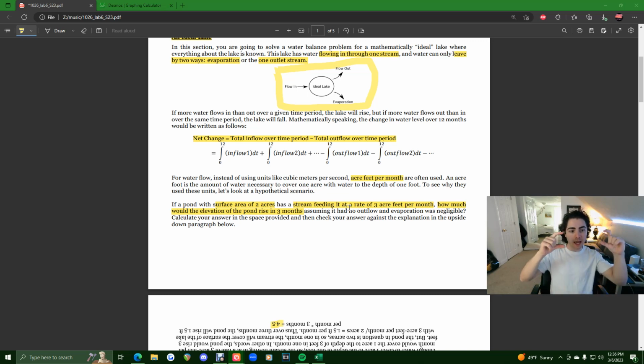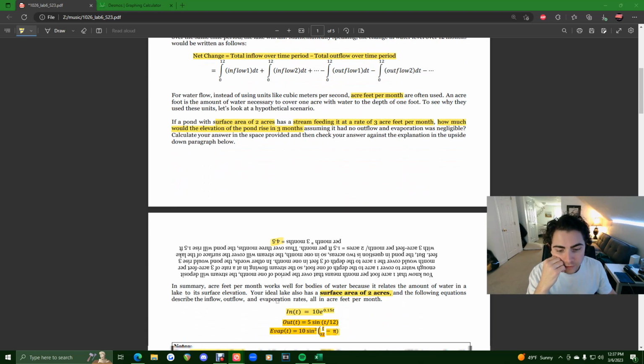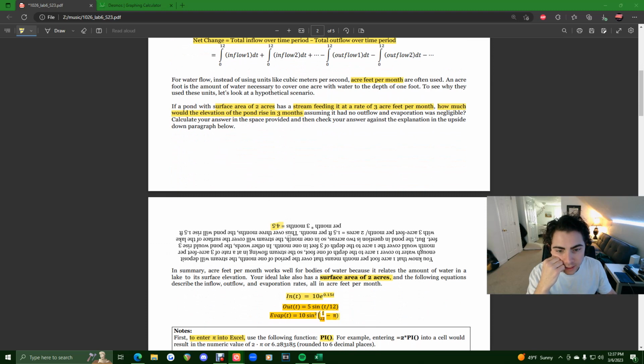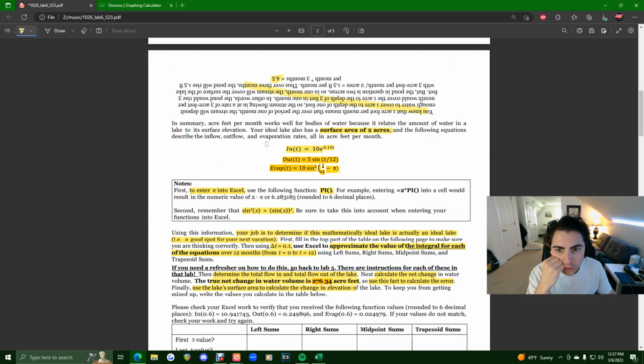So you take 9 acre feet divided by 2 acres to give you 9 over 2 feet. In other words, 9 divided by 2 is 4.5. So the surface of the pond, the elevation, has changed by 4.5. It has risen by 4.5 feet, which we can see in this upside down answer here. I'll let them explain it. You can look at that on your own time.